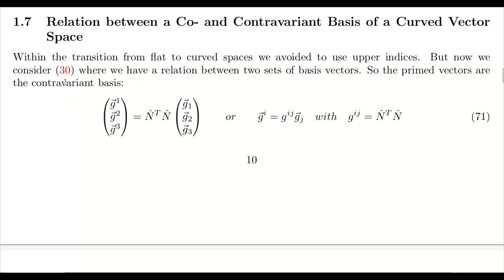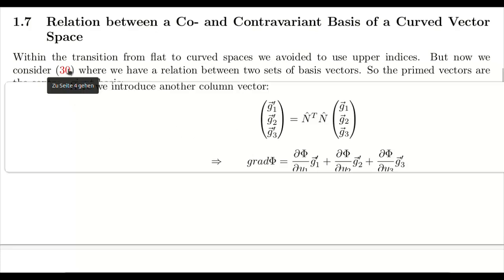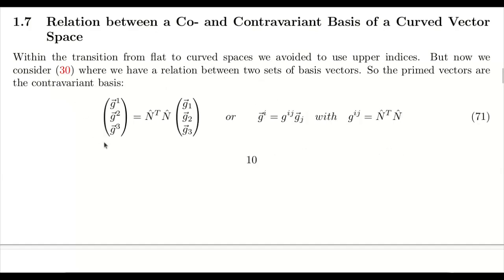As we made the transition from a flat to a curved space, we avoided using upper indices. We had this equation, and the left basis is written as primed vectors, but now we can identify the left vector basis as the contravariant basis. So we have this, and now here we have two matrices, n transpose n. The result is a new matrix. We call the matrix now G, ij here.